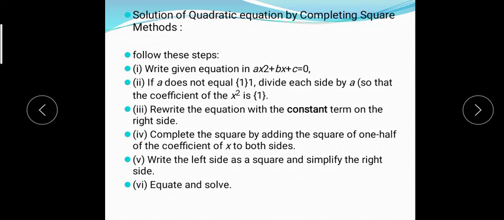And then rewrite the equation with the constant term on the right side. This term you have to see. Constant term means here c is the constant term. This we have to take to the right side. Then complete the square by adding the square of 1/2 of the coefficient of x to both sides.